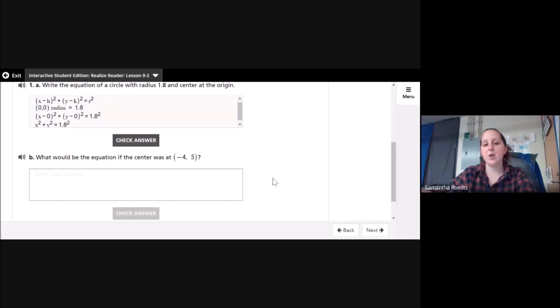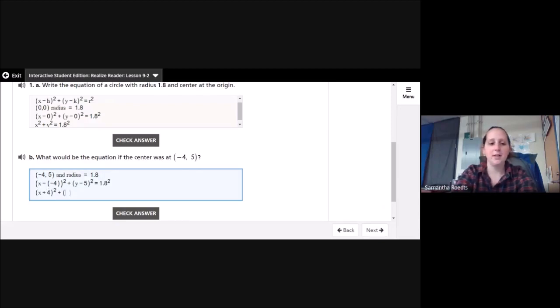What would the equation be if the center was at -4, 5? So our radius still stays the same. Now we have -4, 5 and radius of 1.8. Again, I just substitute in. So (x minus -4) squared plus (y minus 5) squared equals 1.8 squared. When I simplify this, it's (x plus 4) squared plus the quantity (y minus 5) squared equals 1.8 squared.